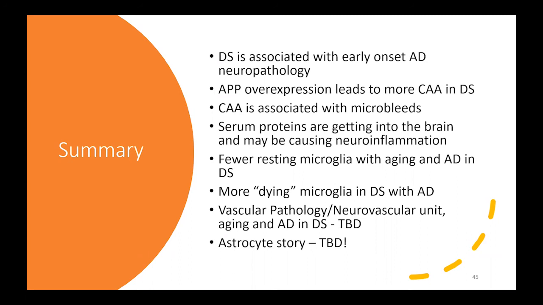And that blood getting into the brain is bringing in serum proteins, maybe causing a different pattern of neuroinflammation in Down syndrome, or it certainly is more prominent in Down syndrome brain. And it's thought to be linked to the formation of immune complexes in the brain stimulating microglia. And when we looked at microglia, we see fewer resting microglia, which is not unexpected, but what was unexpected, we're seeing a lot more dying microglia in the Down syndrome brain.